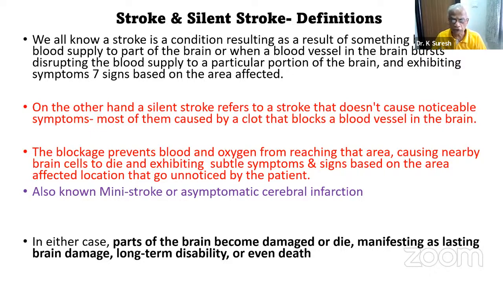But in the case of silent stroke, which is the key thing for today's discussion, there's hardly any noticeable symptoms. Most of them are caused by blood clots in tiny vessels to a particular part of the brain. Since the blood supply and oxygen supply for that particular area and surrounding brain cells are cut off, they die, exhibiting subtle symptoms and signs. These symptoms and signs depend upon the area affected. We'll come to that a little later.